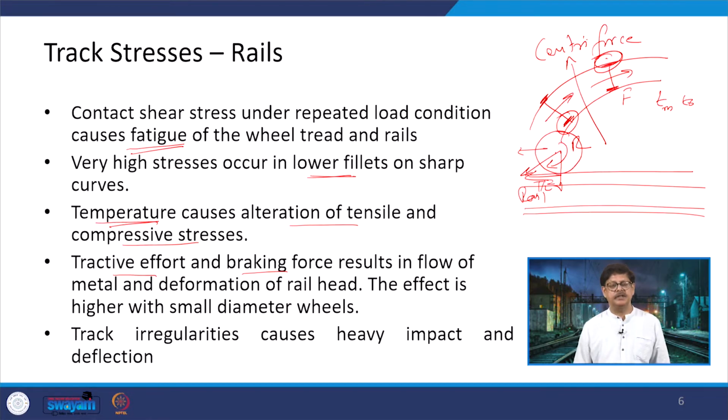Another case can be that there is a braking force. When you apply the brakes, you are trying to stop it, and this condition will be there. Because of that, there is an issue of some force being exerted, and if you are on a joint here, this is, say, one rail and this is another rail on this side.